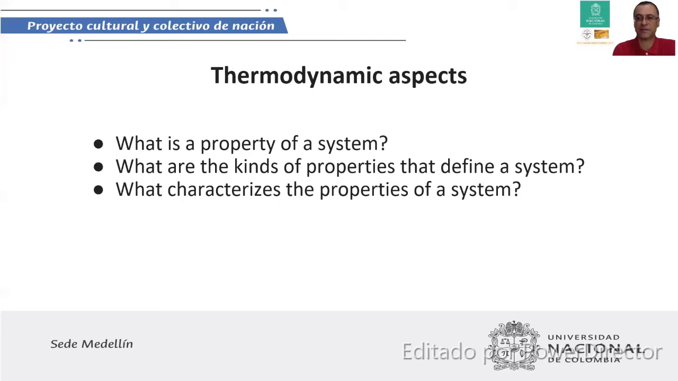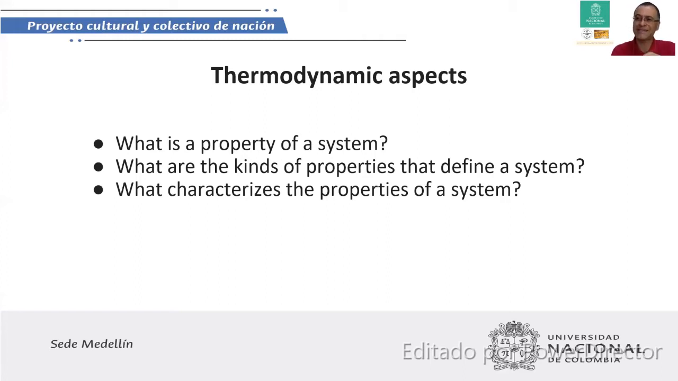And the name is specific property. A specific property is an extensive property divided by the mass, and you obtain a new property, an intensive property, and the name is a specific property. And also you could divide the property by the number of moles, and it's a new property, an intensive property, and the name is molar specific property, okay?